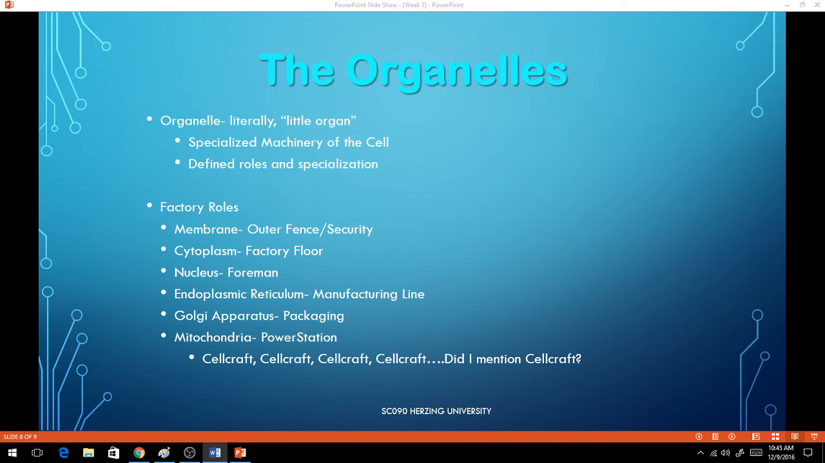You've got a structure called the mitochondria, which is the power station. A factory draws a lot of power, so you need to have an area that manages the power coming in and how it gets used. And of course, like the bottom of the slide says, Cellcraft, Cellcraft, Cellcraft. Did I mention Cellcraft? You'll encounter all of these guys if you play the game, and you can learn quite a bit in 15 or 20 minutes.